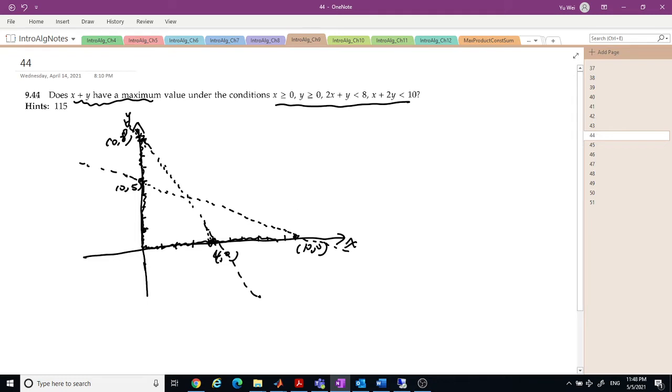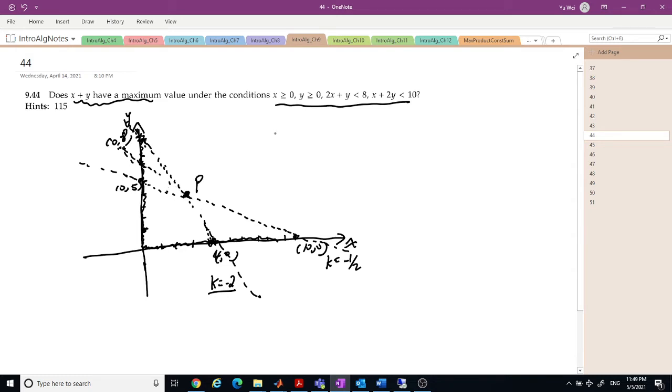Zero and 5. So we have the intersection point P. Now we want to find x plus y, right? For this one, the slope k is -2. For this one, the slope k is -1/2, right? Our target k is in the middle, equal to -1, somewhere here.